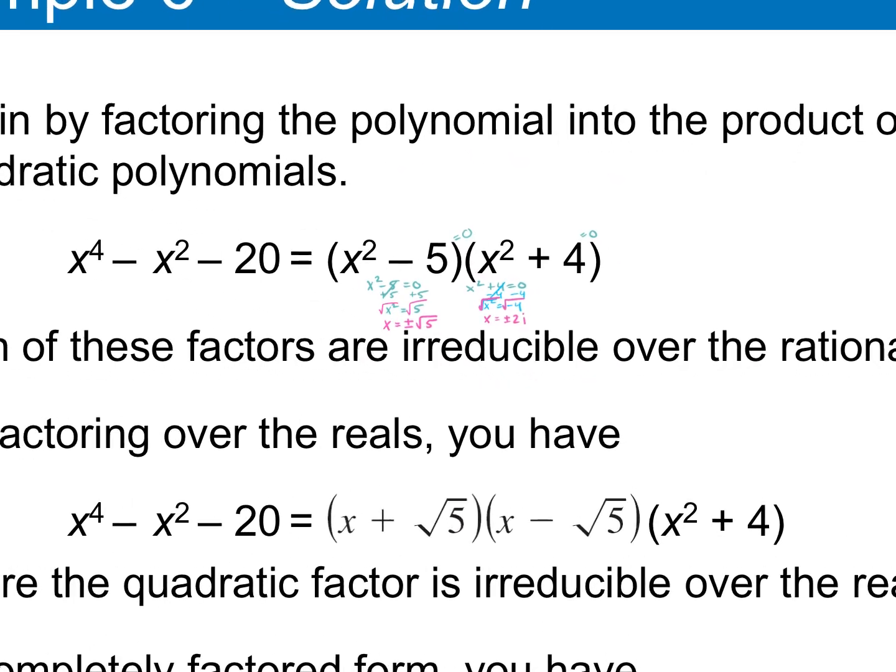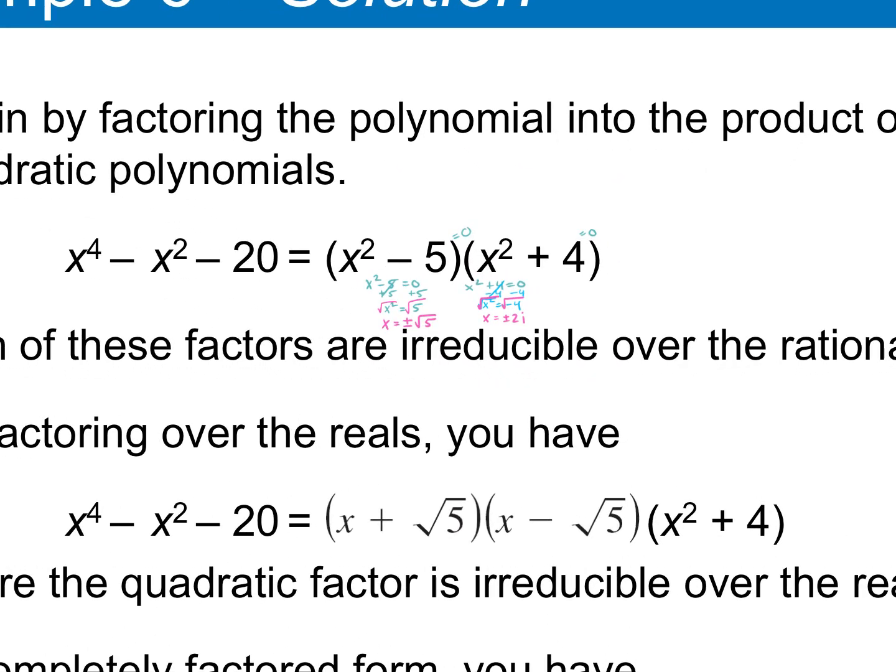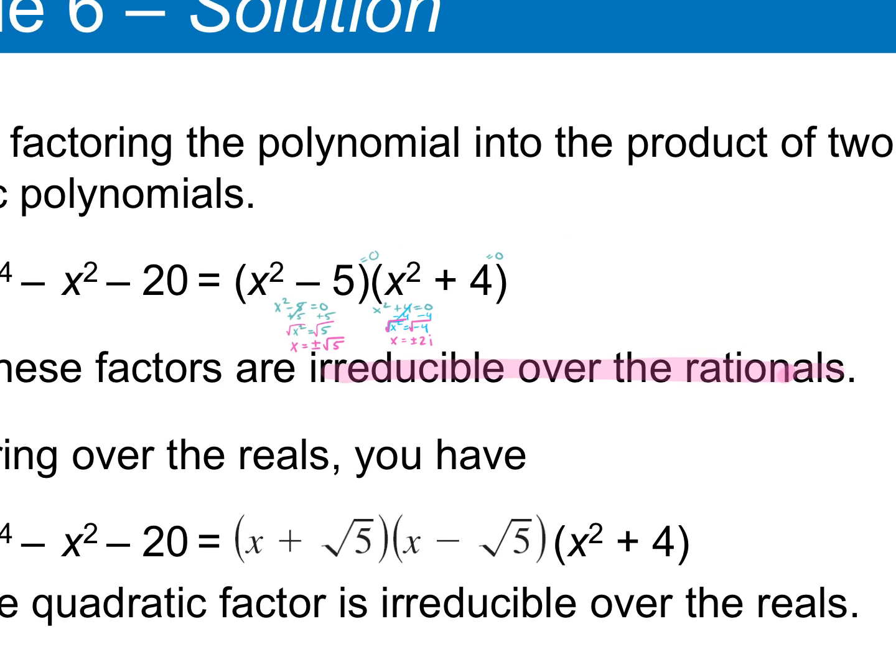Now, if the question were to ask you to leave your answer irreducible over the rationals, irreducible over the rationals wants no i's and no square roots. So no i's and no square roots. So we would have to leave our answer like this, where it was just x squared minus 5 times x squared plus 4. This would be factored form, irreducible over the rationals.